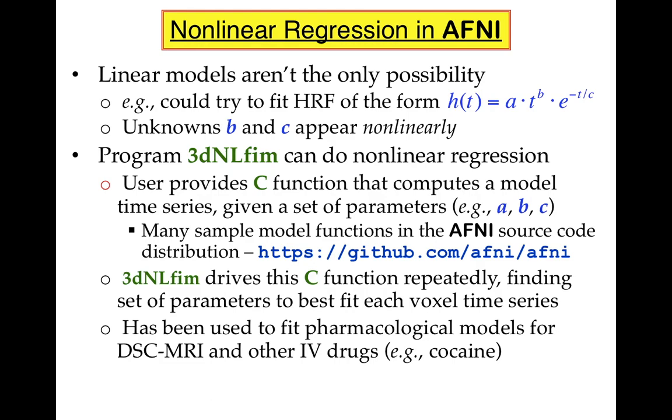And the final slide in this progression is nonlinear regression. You can try to fit a hemodynamic response shape of the form h of t is equal to a times t to the power b times e to the minus t over some constant c, where a, b, and c are unknown parameters to be estimated. A appears what's called linearly because it's additive or directly multiplicative. That is, if I double a, h of t doubles in size everywhere. But if I double b, it doesn't just change things by a scaling factor. It changes the whole shape of everything. If I change c, it changes the whole shape of everything.